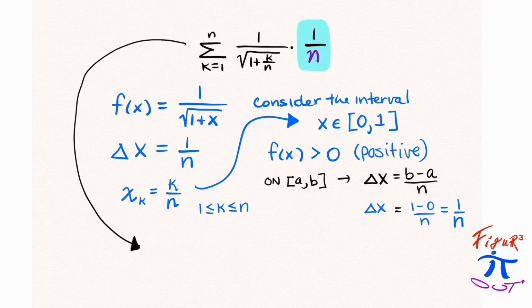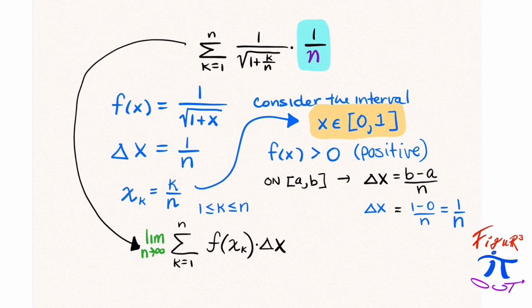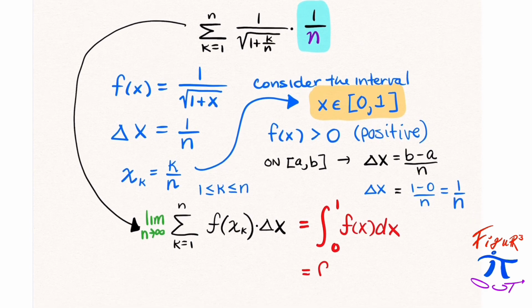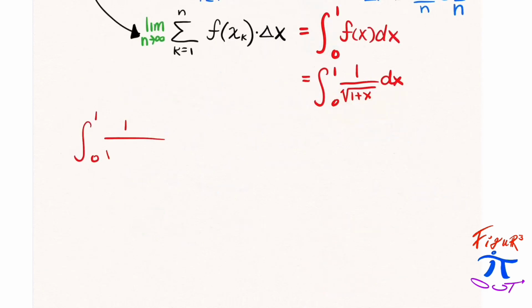Because we're going to take the limit as n goes to infinity, the series, starting from k equals 1 to n, of f of x sub k times delta x, in the limit as n goes to infinity, is the definition of our Riemann definite integral on this interval from 0 to 1. So this is going to equal the integral from 0 to 1 of f of x dx, which is the integral from 0 to 1 of 1 over radical 1 plus x dx.